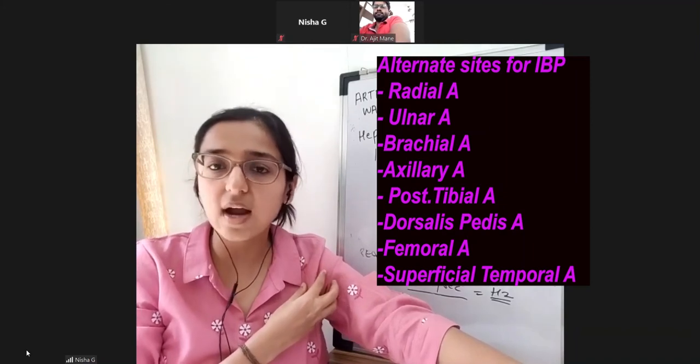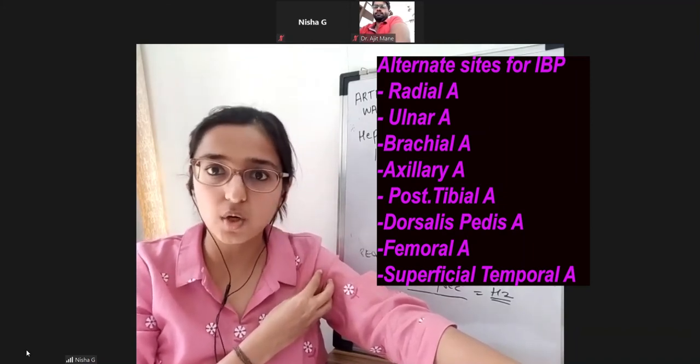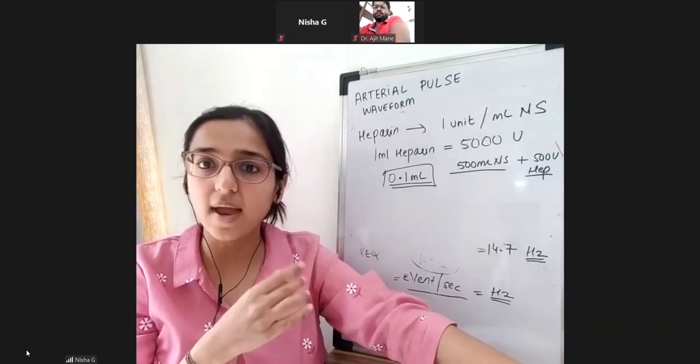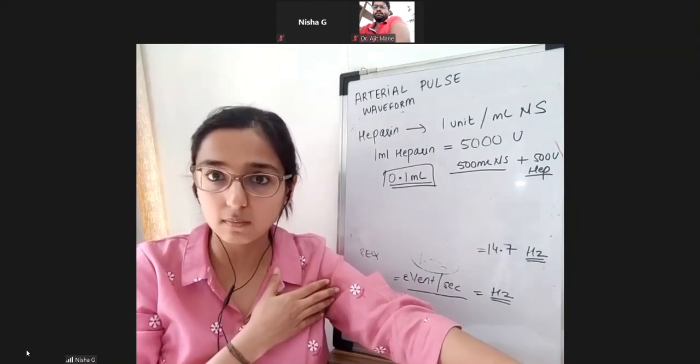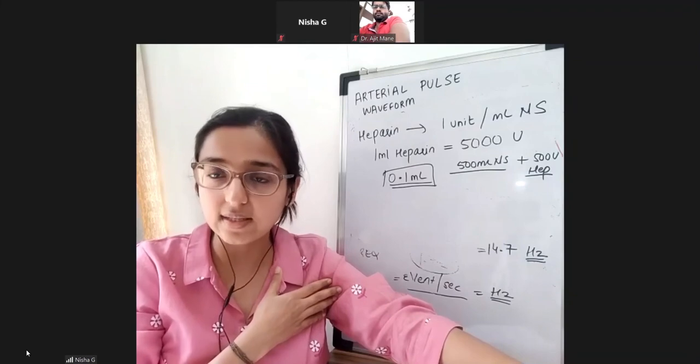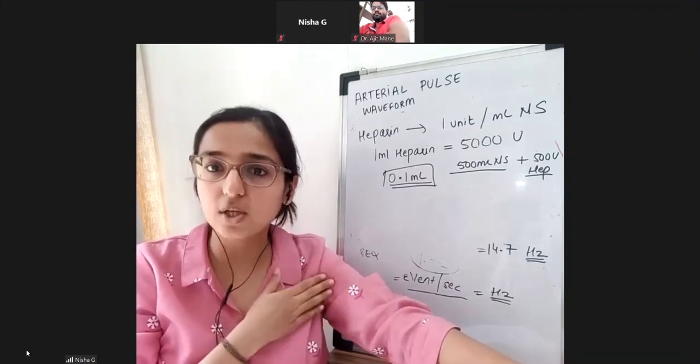Axillary artery can be taken in ICU also for long standing if you want to keep a cannula. It's a big artery, right? Second biggest. Femoral is the biggest. Second biggest which you can take is axillary. So the chances of all these complications are lesser over here.